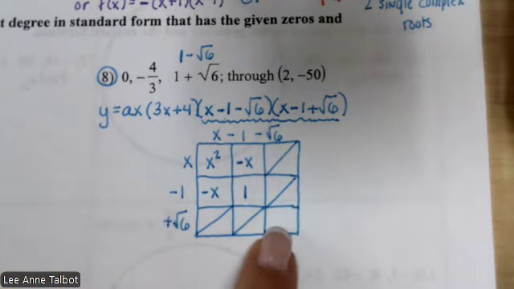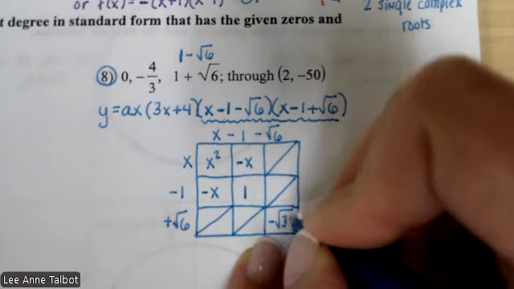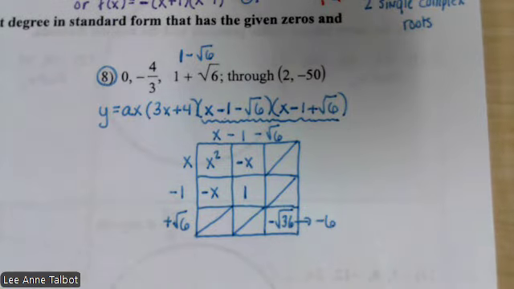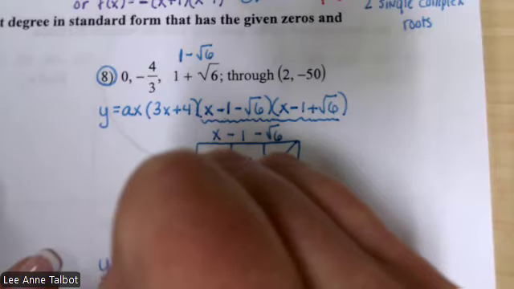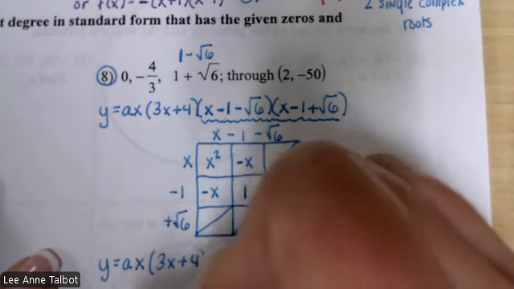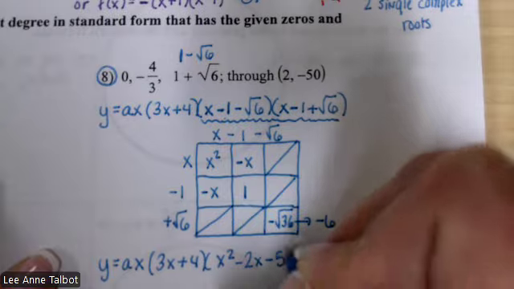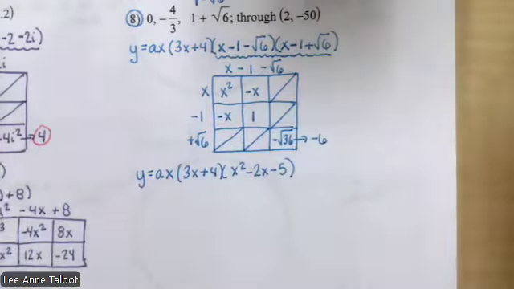Okay, so what would be in this box? Negative, yep, root 36, which is -6. You don't have to write the negative root 36 there if you don't want to, but it helps some people. Okay, so far we have y equals a, x, 3x plus 4, x squared minus 2x minus 5. You guys all see where the -5 came from?